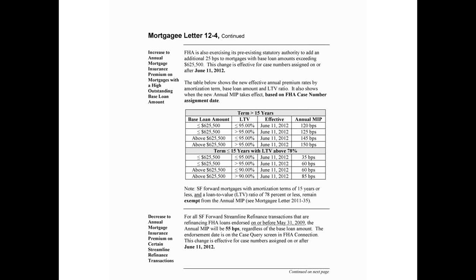And just as an FYI, for all forward Streamline refinance transactions that are refinancing FHA loans endorsed on or before May 31st, 2009, the annual MIP will be 55 basis points. So instead of the previous worksheet that we just did, which was 1.10, if the FHA case number is pulled on or after June 11th and the case assignment for that particular loan was endorsed on or before May 31st, 2009, then the monthly MIP is actually going to be 0.55 as opposed to the 1.10.